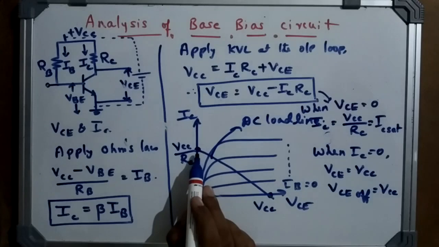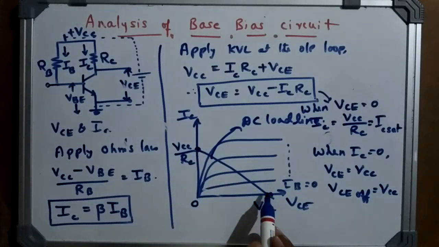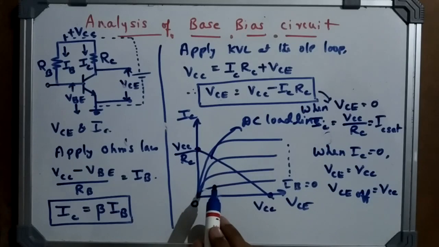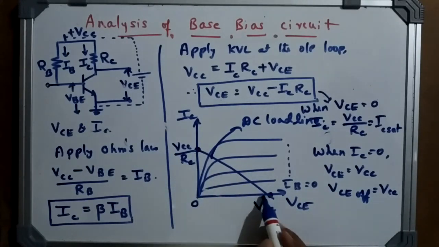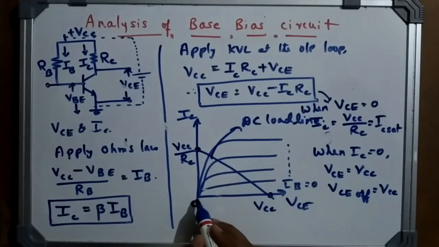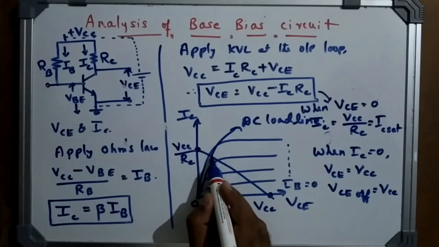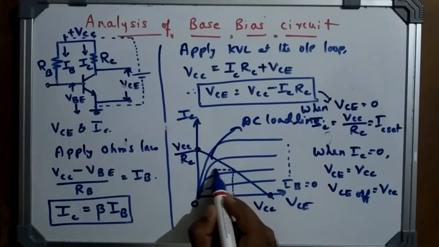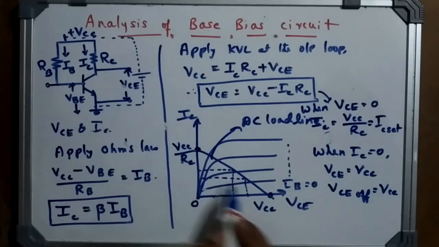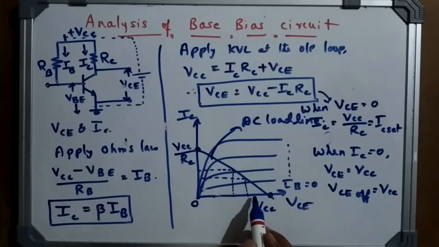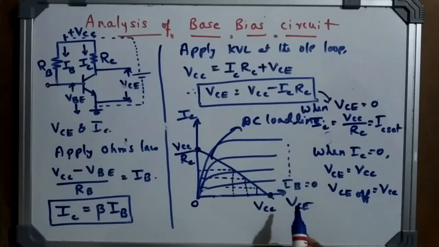So it is a line drawn on the output characteristics of a transistor, which gives all the possible values of VCE and its corresponding IC. See, if this is VCE, the corresponding IC is this. If this much is VCE, the corresponding IC is this. So this is a straight line on the output characteristics of a transistor, which gives all the possible values of VCE and IC. So that is called a DC load line.